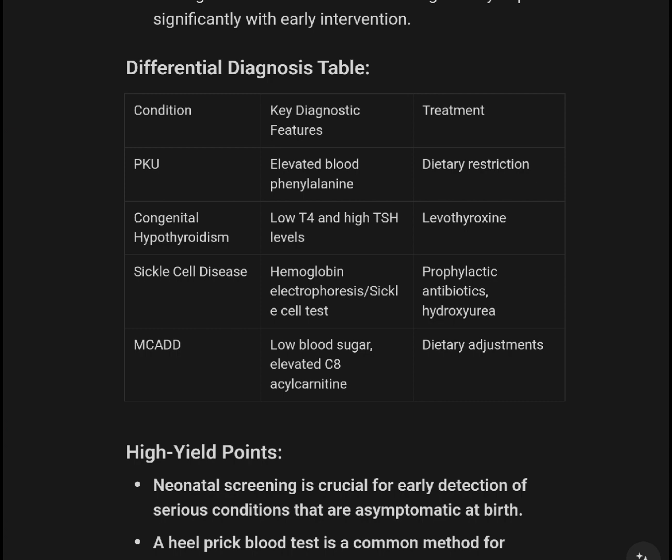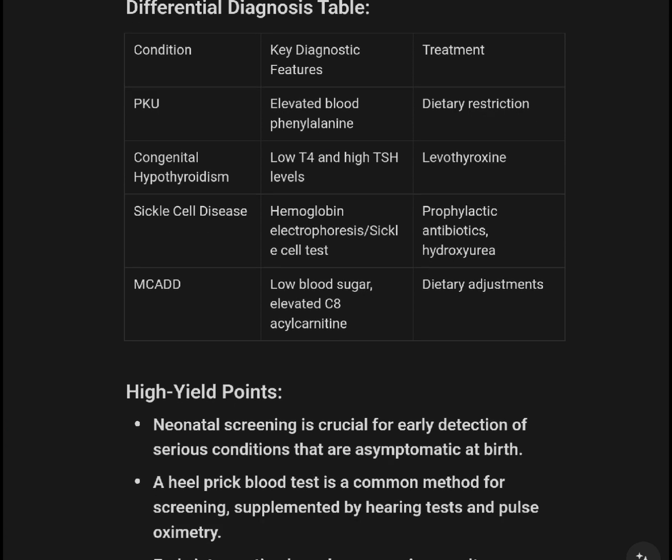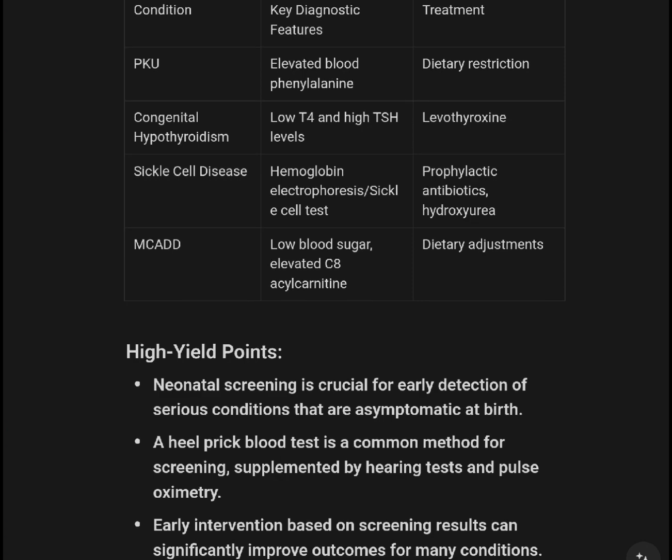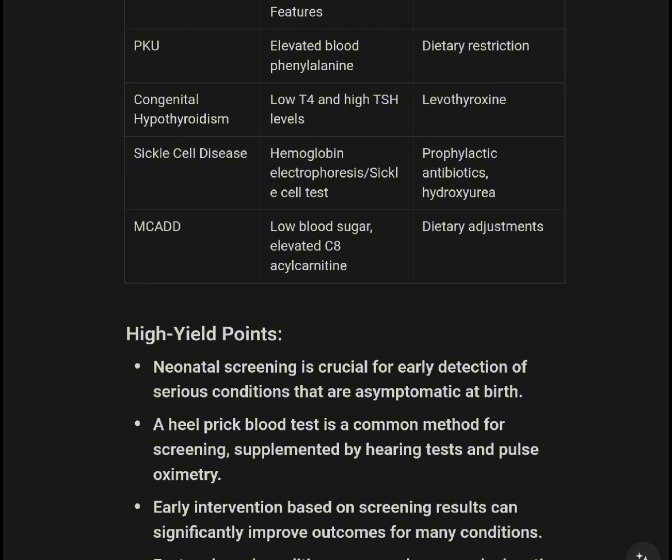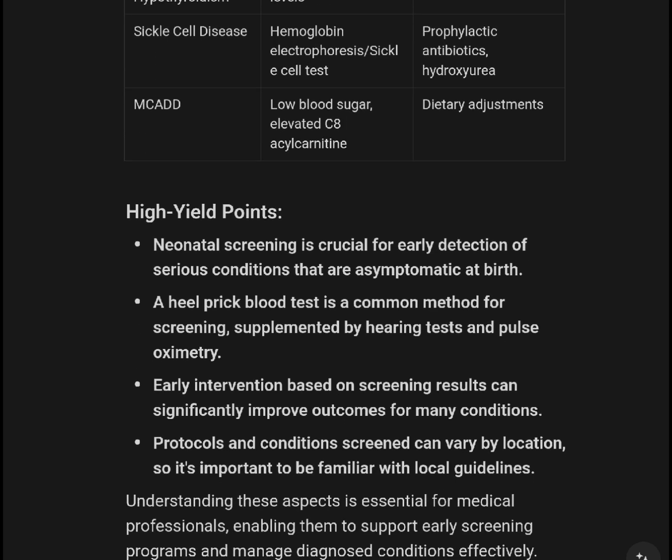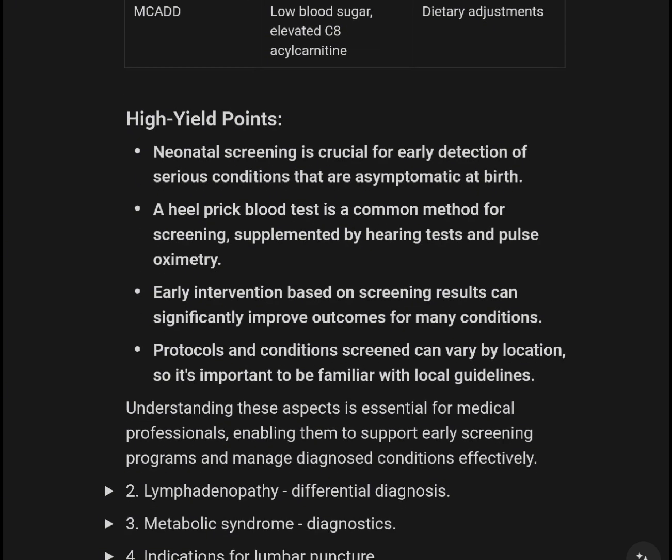Differential diagnosis table. Phenylketonuria: elevated blood phenylalanine, dietary restriction. Congenital hypothyroidism: low T4 and high TSH levels, levothyroxine. Sickle cell disease: hemoglobin electrophoresis, sickle cell test, prophylactic antibiotics, hydroxyurea. MCADD: low blood sugar, elevated C8 acylcarnitine, dietary adjustment. Highlights: neonatal screening is crucial for early detection of serious conditions that are asymptomatic at birth.